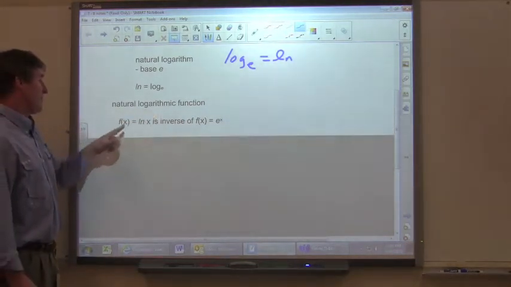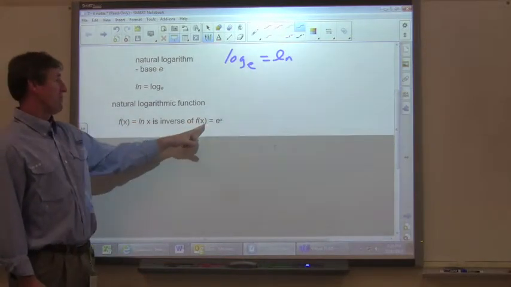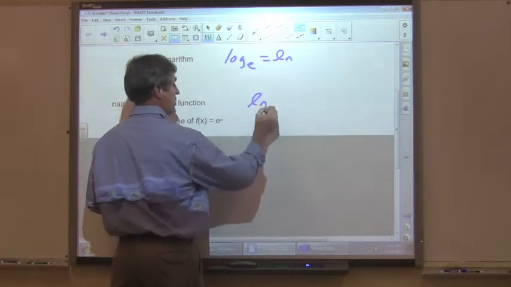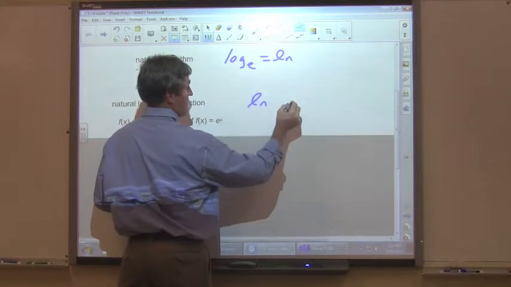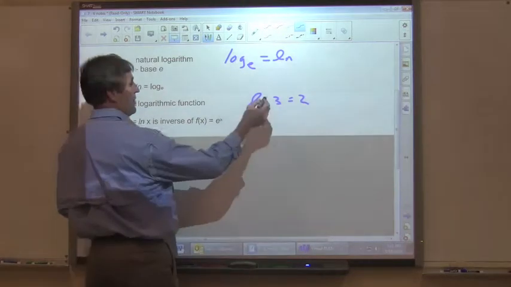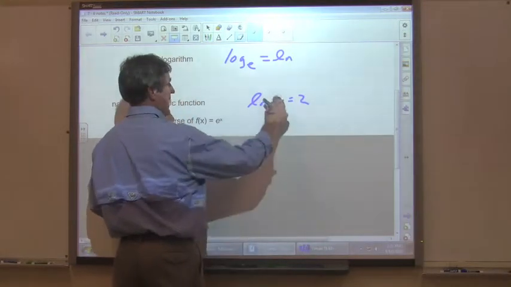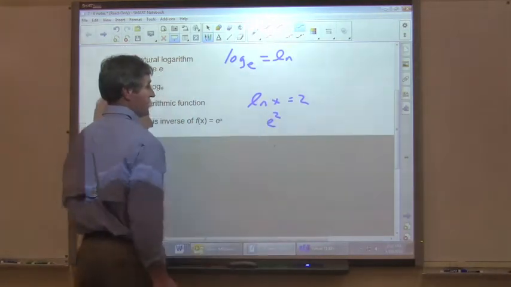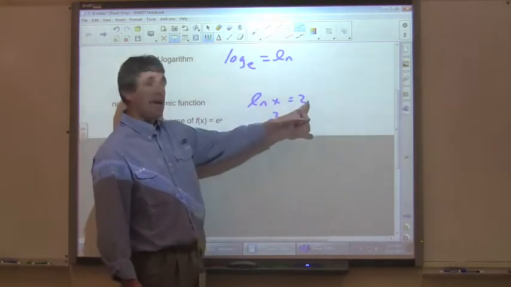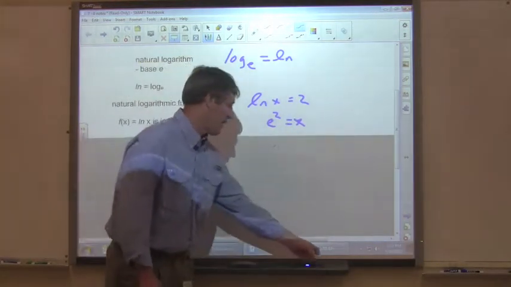The natural logarithm function, remember f of x is ln x, is the inverse of f of x equals e to the x. So if we go back, remember how we've done logarithms before. Let's say ln x equals 2. Then we know the base is e to the second equals x. So again, because the variable is not in the exponent, remember this is our exponent in exponential form, since it's not in the exponent, we can just do that on the calculator.